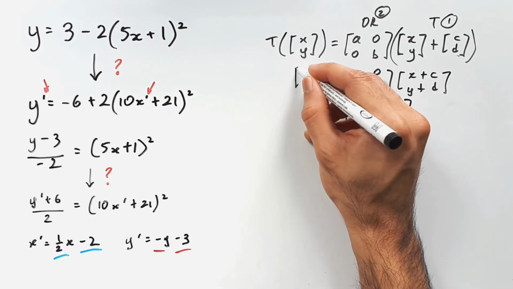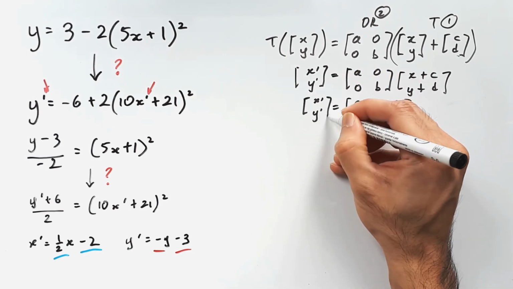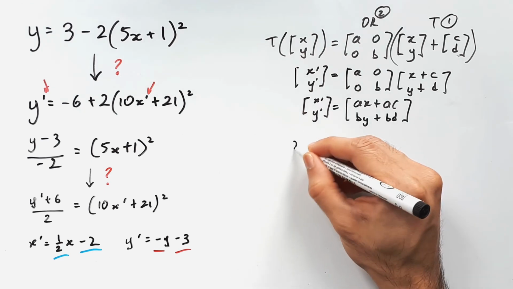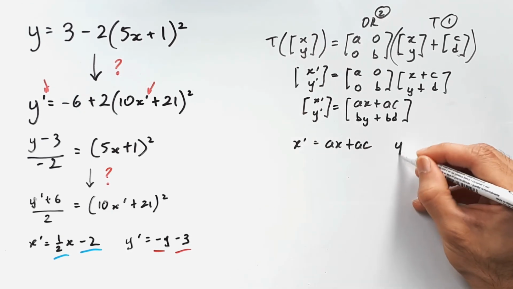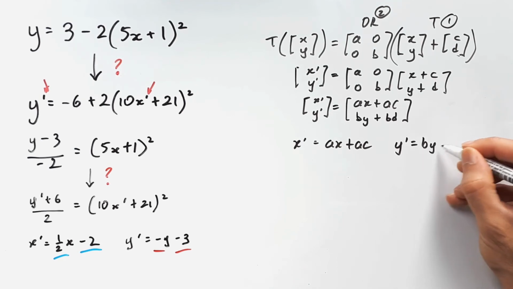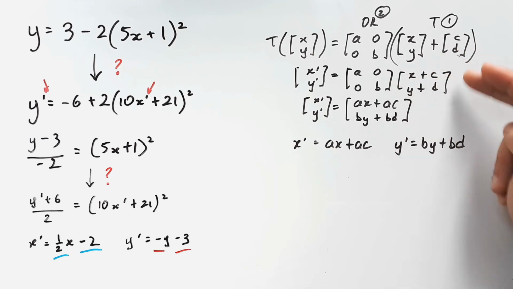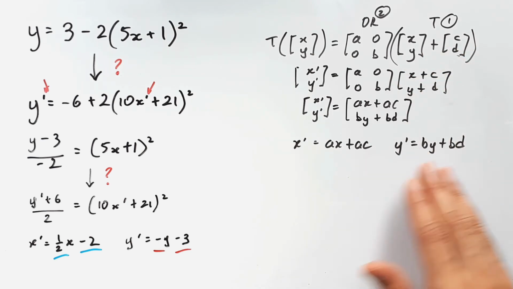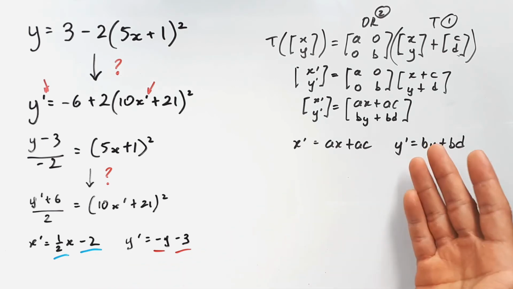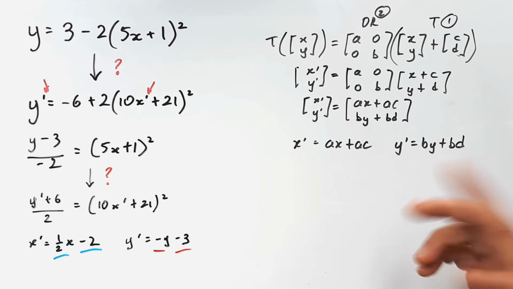And on the left side, you can just write it out as your x dash and y dash matrix, which can now be compared as two equations. x dash will equal to ax plus ac, while y dash equals to by plus bd. So some students might struggle with the calculations here. Another area of struggle might be comparing these equations to these equations. They're a bit different from before because now you have ac and bd instead of just a single value.